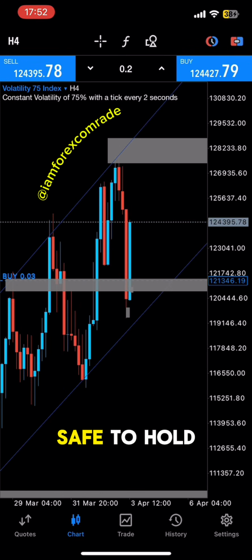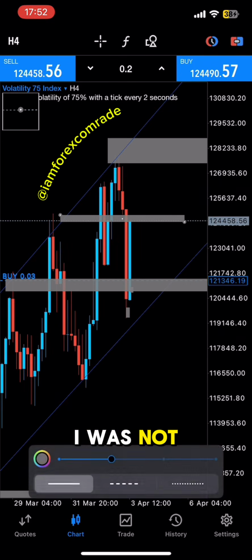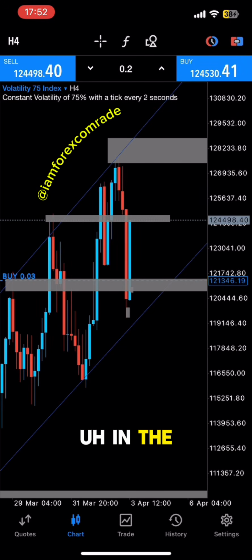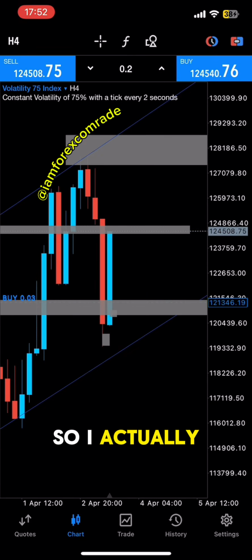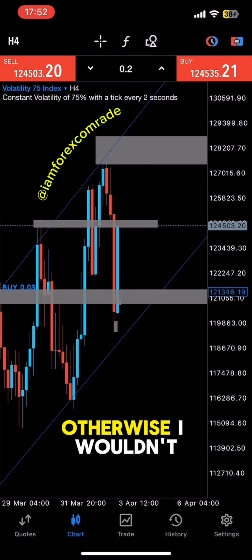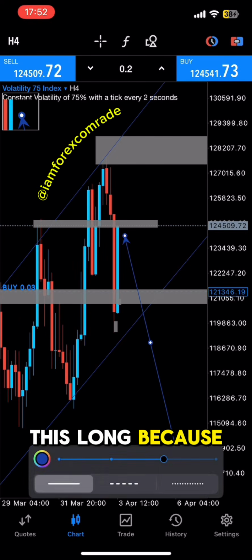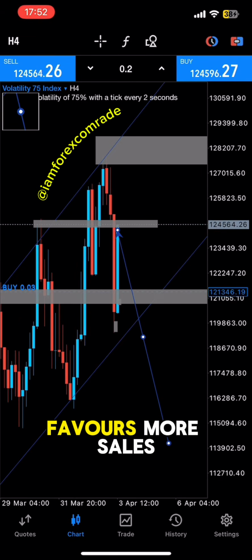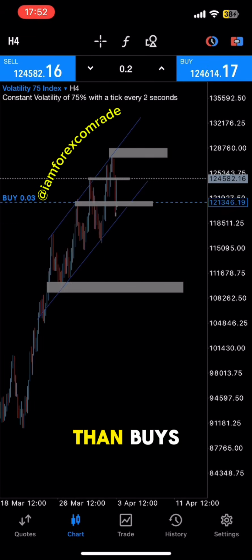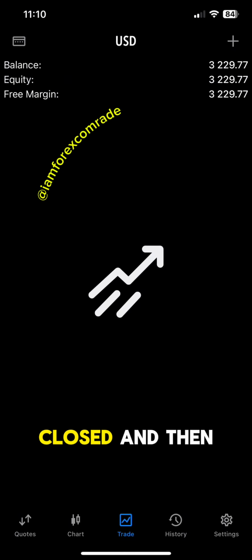It's actually not safe to hold it this long, but however, I was not in the market, so I actually forgot about the trade. Otherwise, I wouldn't have held it this long, because I know that this favors more sales than buys. However, I've closed, and then this is it, guys.